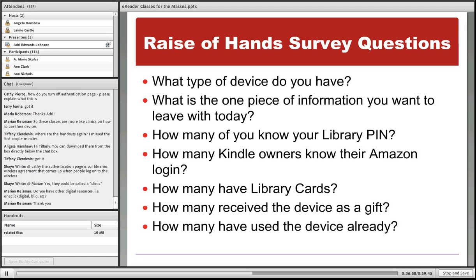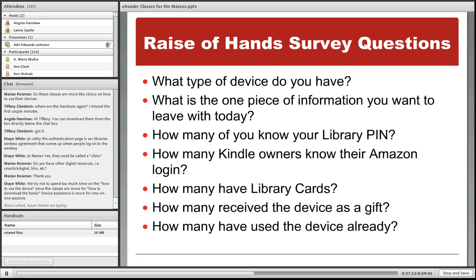We always ask how many people in the room have library cards. I've actually found it amazing. Some of these people, this is their first time showing up to the library in years. Maybe they had a library card 10, 15 years ago, but we want to make sure they have the card in hand.